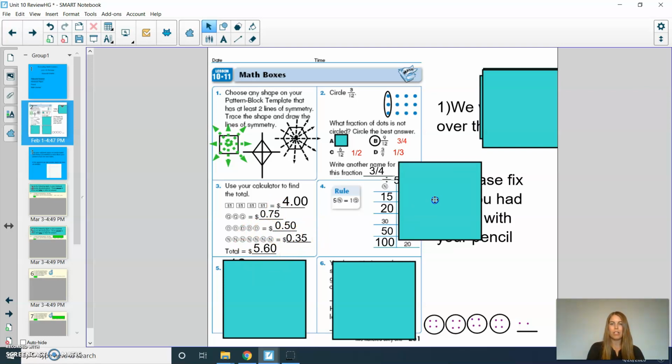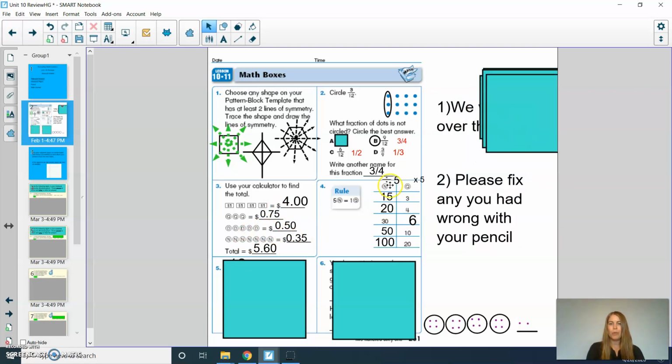For question number 4, when I was given my in for my nickels, I need to divide by 5. When I was given my quarters, my out, I needed to multiply by 5. So when I had 3 times 5 would give me 15. When I had 4 quarters, 4 times 5 would get me to 20. This one we did together, but if I have 30, I would divide that by 5 to get 6. If I have 10 quarters, 10 times 5 would get me to 50. And 20 quarters, 20 times 5 would get me to 100.